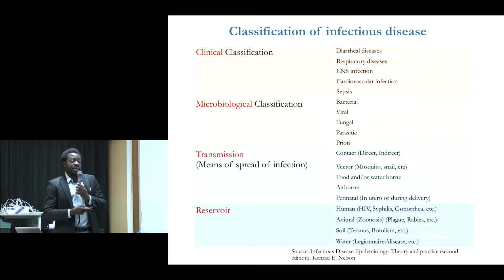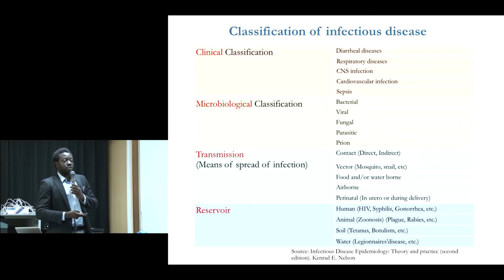Another way to look at it, and this is really important also for mathematical modeling, is to look at how the transmission is done. So it can be looked at in terms of contact. The contact can be direct, person to person, or indirect contact. We have a vector, mosquito, for example, transmitting malaria or dengue fever. Food and waterborne diseases, there are a lot of them, typhoid fever, airborne disease, measles, influenza, you can name it, and perinatal, from mother to child during delivery, for example.